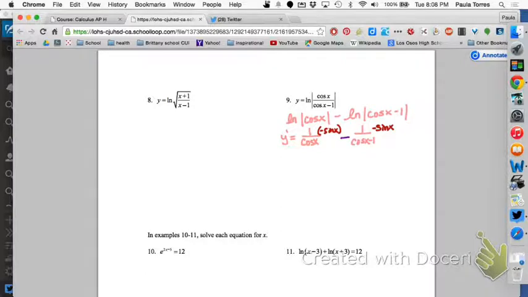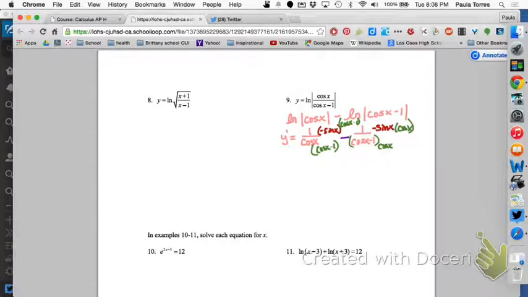And then I'm going to need common denominator. It's the only way I'm going to be able to combine them. So this one will need a cosine x minus 1 on top and bottom, and this one will need just a cosine x. Ooh, I feel a sweat coming on.